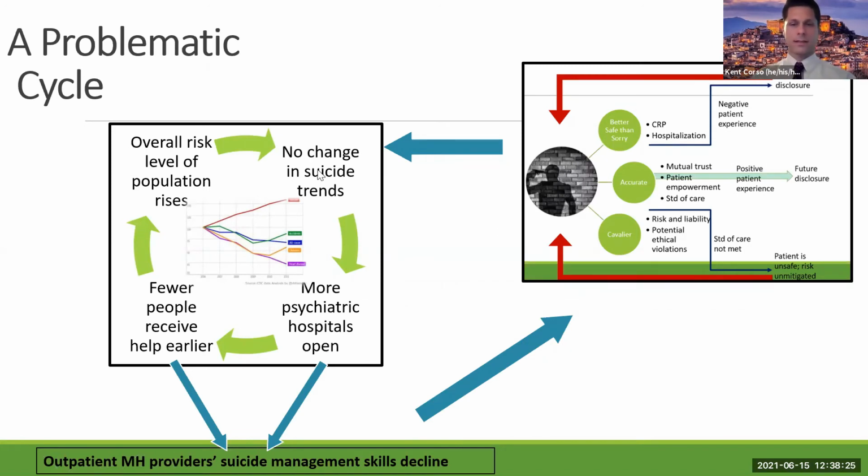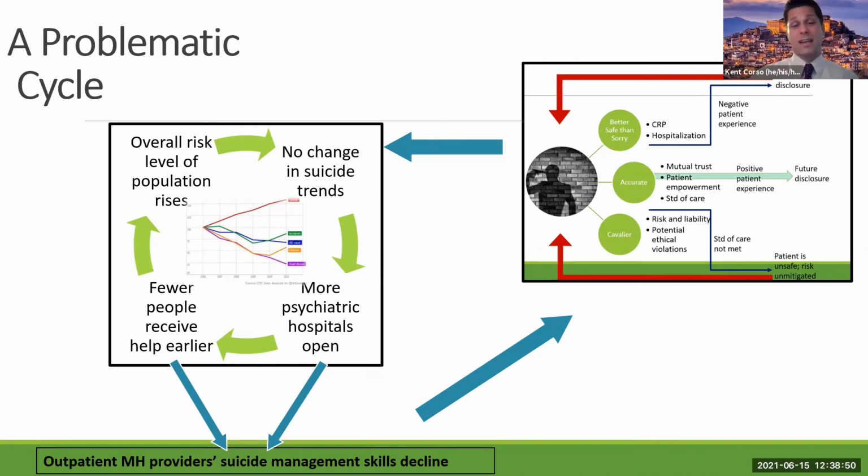And when we have no changes in this condition, we see people demanding more beds. They say, look, the number of patients in need outnumbers the number of psych beds. We must build more psych hospitals, or we must expand the current ones so we have more beds. Well, we all know there's the build-it-and-they-will-come phenomenon. So if we build more beds, then we start using those beds.